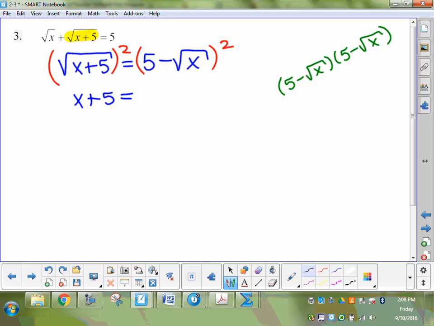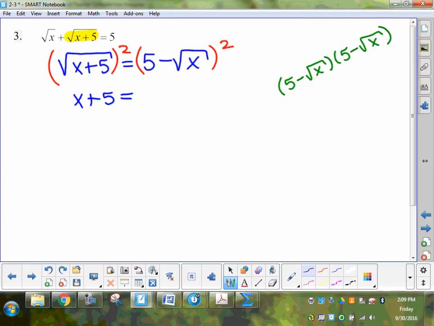You have to FOIL this out. First, outer, inner, last, combine like terms. Go through and do that right now. You are very, very capable. The algebra that you're doing right now is absolutely appropriate and right where you need to be. First, outer, inner, last. Tell me what you get. We'll wait for 8 of you that can tell me what this would be when we simplify.